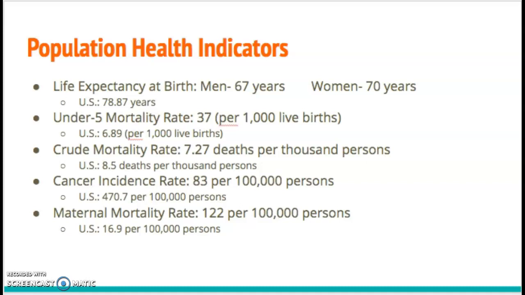We then have the cancer incidence rate, which measures the number of new cases of cancer within a specific population and time period. India's rate is 83 per 100,000 persons, which is considerably lower than America's at 470.7 per 100,000 persons. Lastly, we have the maternal mortality rate, which is a measurement of mothers who die during childbirth per 100,000 persons. In India, the maternal mortality rate is 122, which is extremely high in comparison to the United States, whose is 16.9.